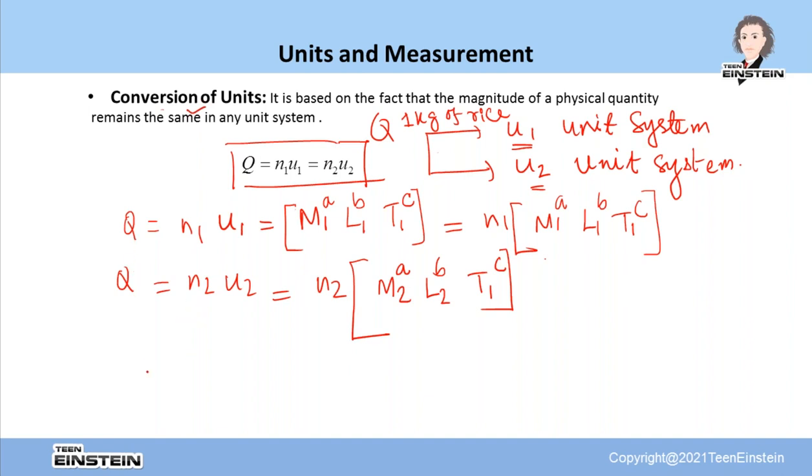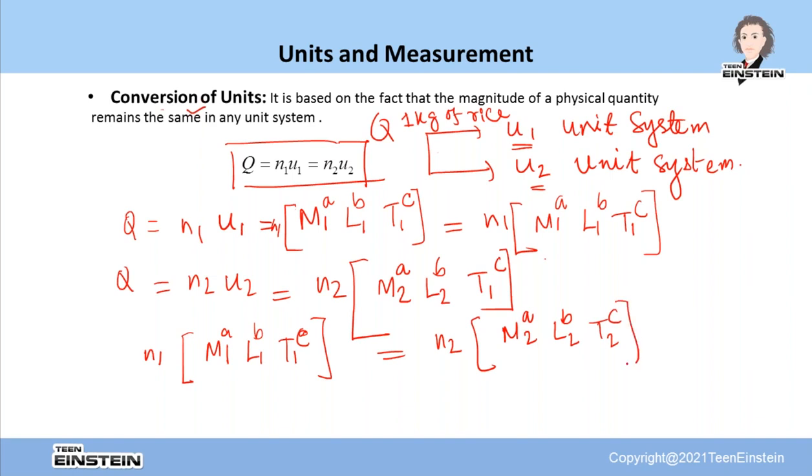Now, because these are both Q, the same quantity, I can write it in terms of an equation. So here N1 multiplied by M1 to the power A, L1 to the power B, T1 to the power C. And similarly on the other side, I'll write N2 into M2 to the power A, L2 to the power B, T2 to the power C. Now I have to calculate what this factor is. Suppose I know N1, I know the values of A, B, C, then I can actually do the conversion.